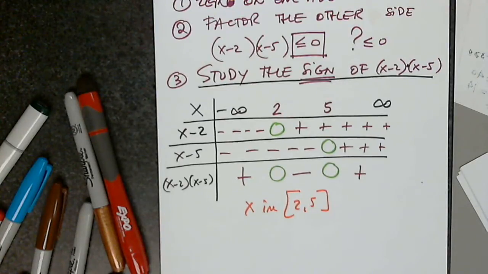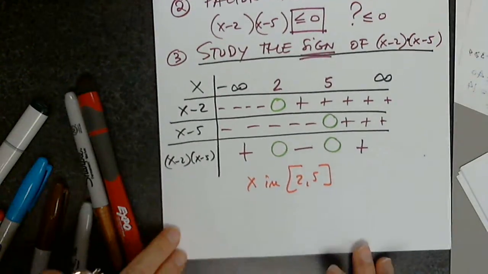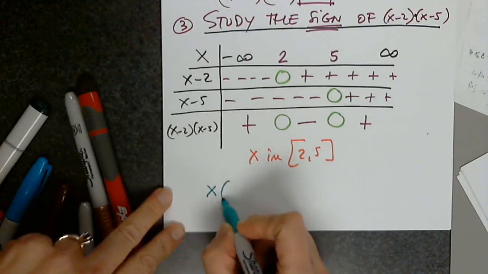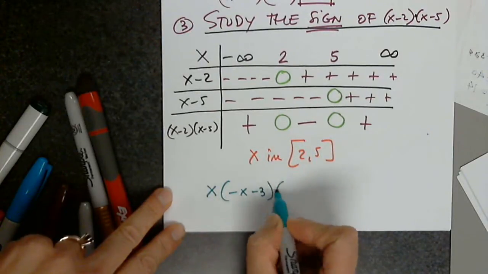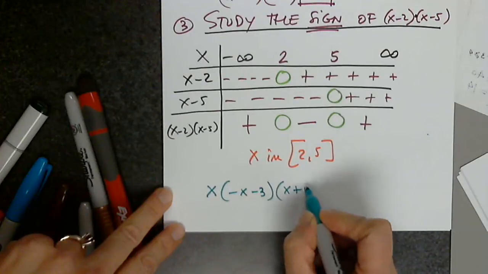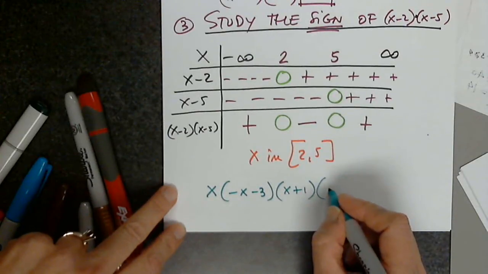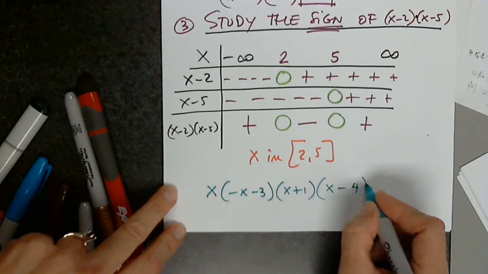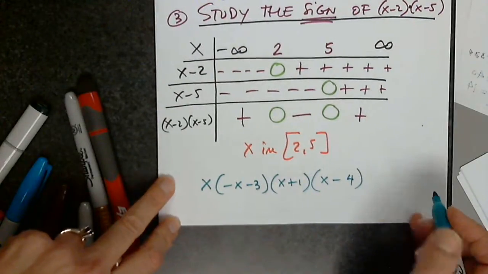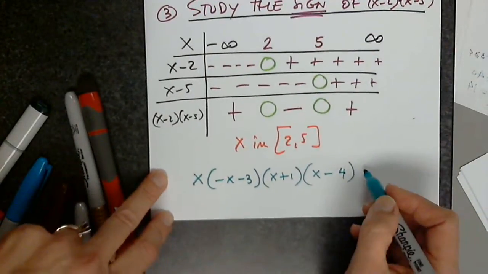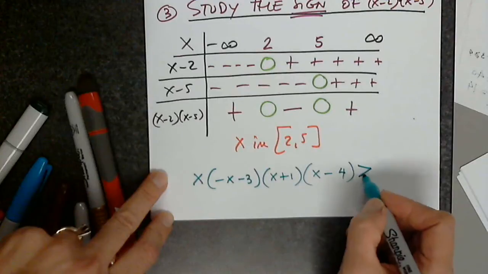Can I make one up? Okay, here it is. You want it greater than or equal to 0 since this one was less than or equal to 0. Is that okay? Whatever you want. Okay.